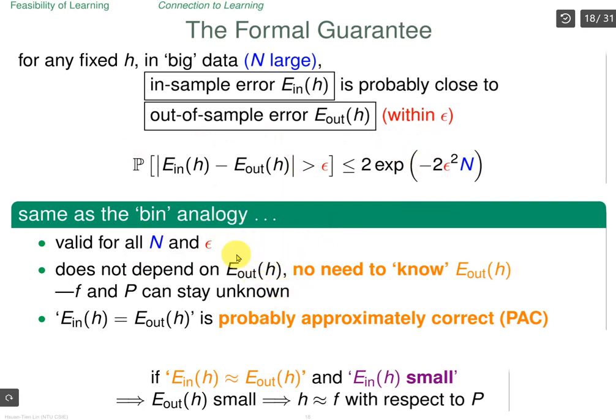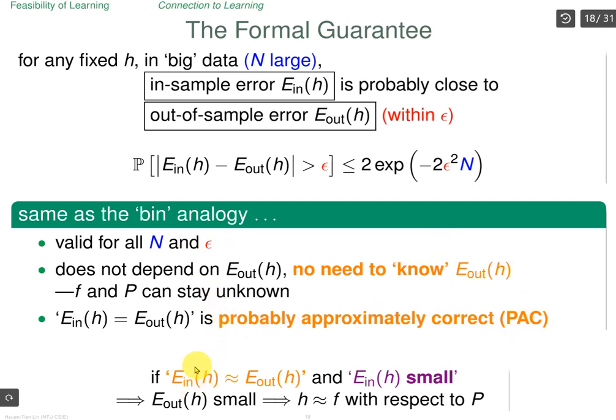Also, it doesn't depend on out of sample error. We don't have to know the out of sample error. We just have to make sure that this side is small enough. We don't need to know out of sample. F, the target function, and the probability distribution generating the data can remain unknown. Out of sample error can remain unknown. And in sample error being equal to out of sample error on a fixed hypothesis h in this context is also called probably approximately correct. So, PAC.